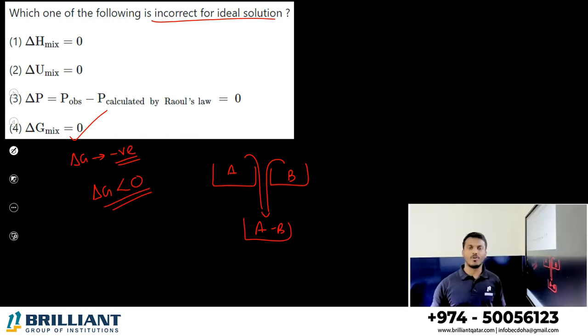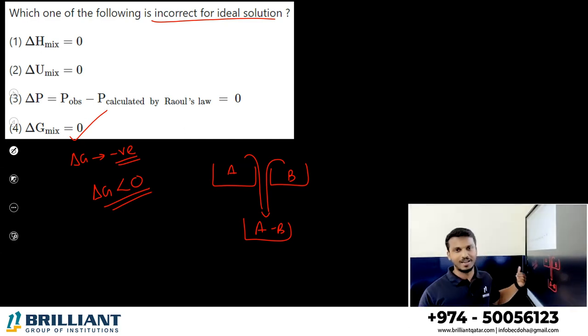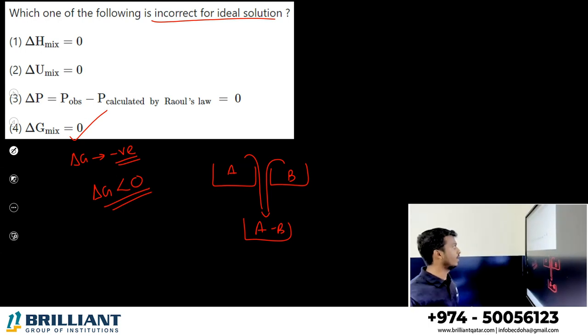This is correct when you dissolve or when you are mixing two liquids. When you are mixing two liquids, you will get a new solution, AB solution, which means the reaction is feasible. It can occur. Feasibility you can say only through delta G. Delta G should be less than 0 or negative, then only the reaction can take place. Okay, let's go to the next one.